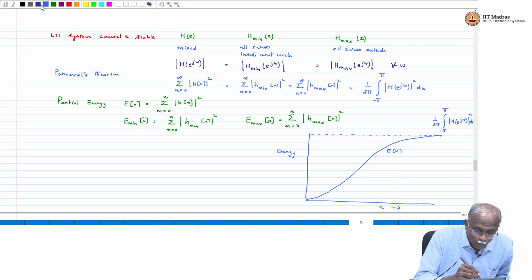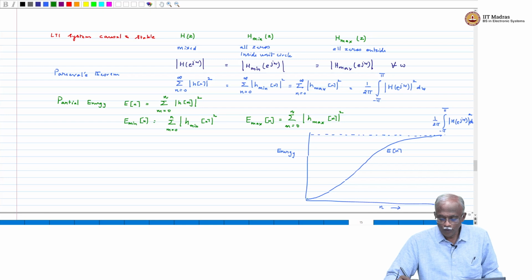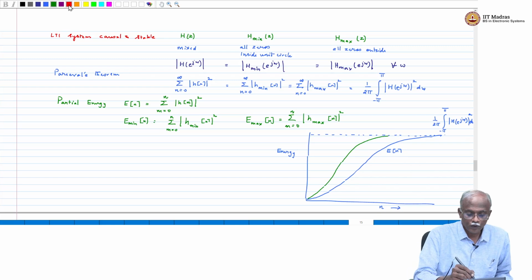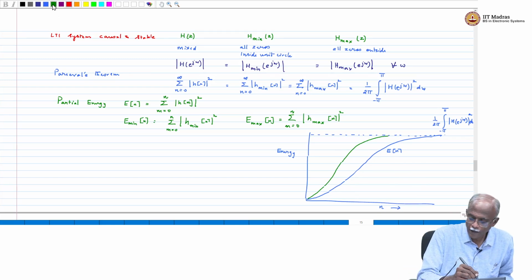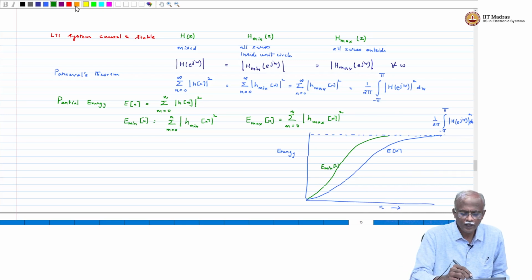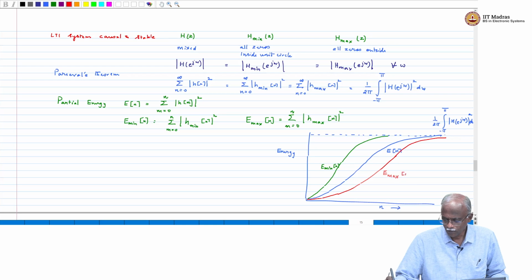Now, if you plot the same partial energy for the minimum phase system, what we find is that it reaches the maximum value much sooner. This is E min of n. And the maximum phase term is the one that approaches it the slowest of the lot. Again, all of them will reach the same peak value. This is E max of n.